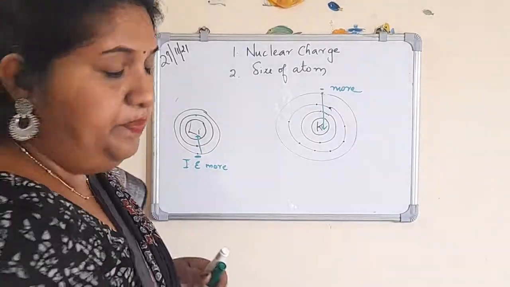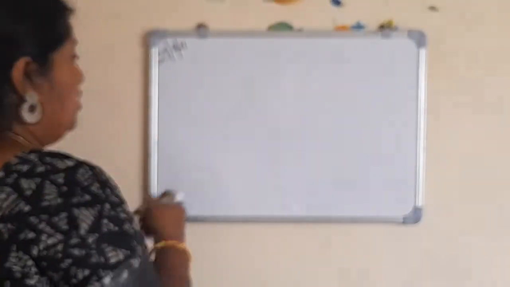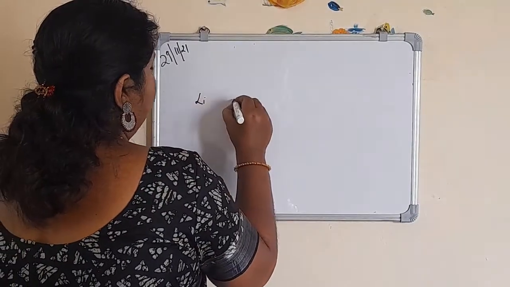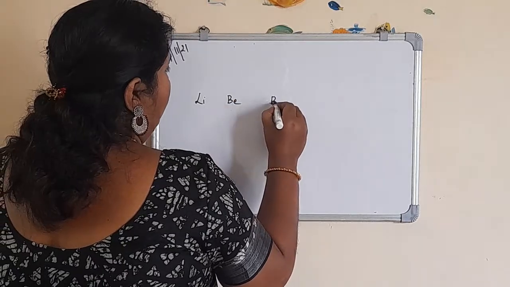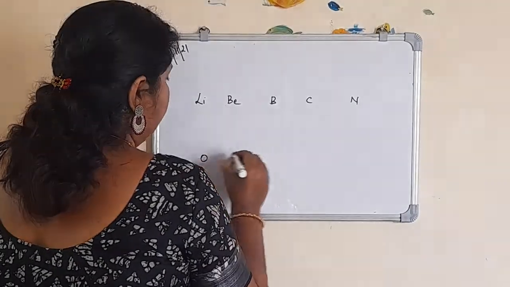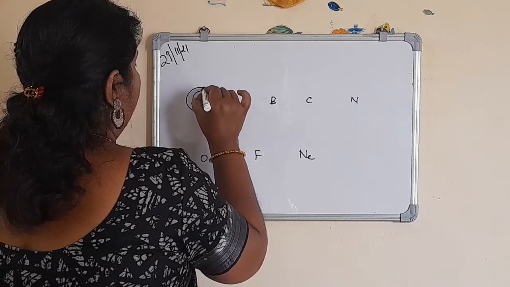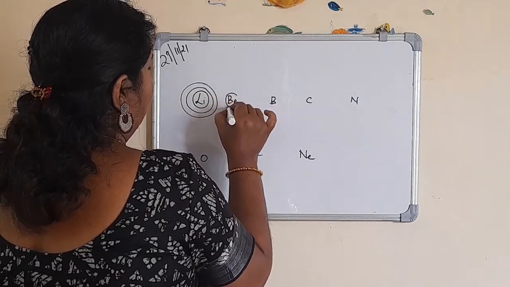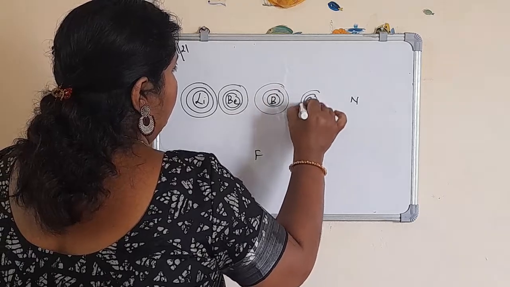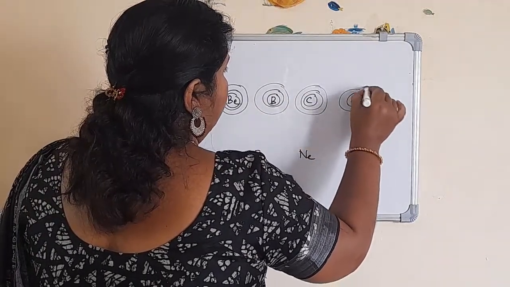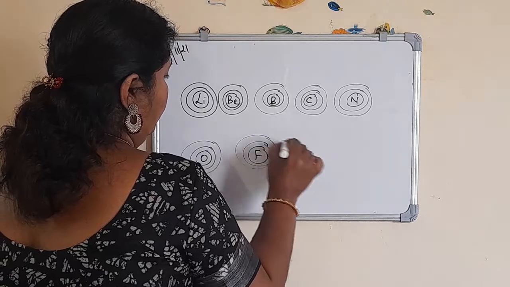Okay. Now, next one, across the period: lithium, beryllium, boron, carbon, nitrogen, oxygen, fluorine and neon.